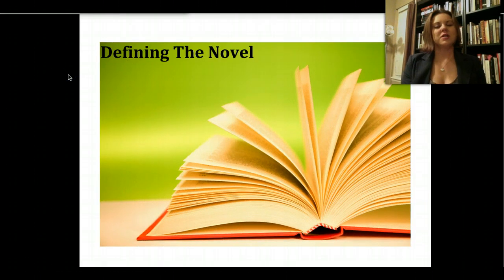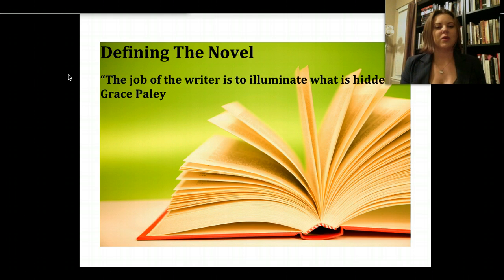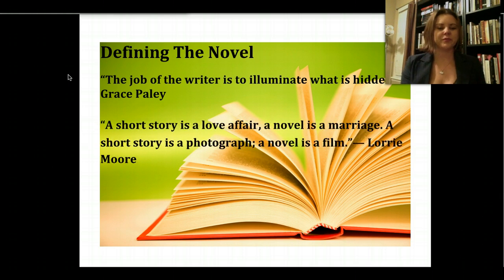All right, so to begin, to talk about the graphic novel, we first really need to define what the novel is, and I think the best way to do that is to give some quotes from prominent writers and how they have defined the novel. So first, Grace Paley says that the job of the writer is to illuminate what is hidden, and this ties into the novel because essentially that is what the novel is trying to do.